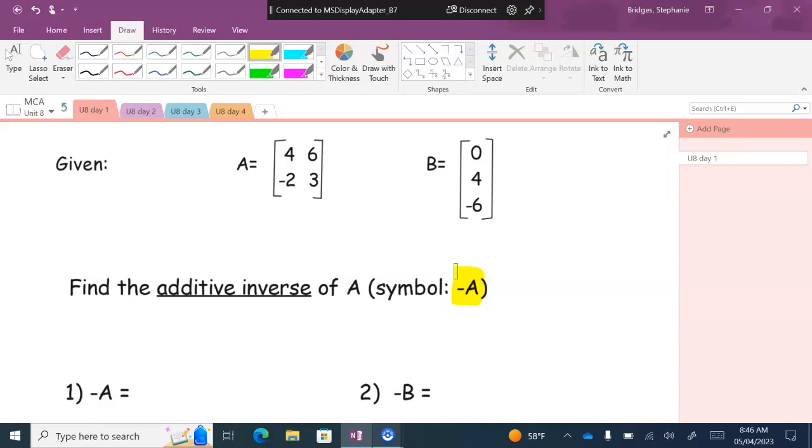So if I think about the number 3, what's the additive inverse for 3? -3. It's basically just changing the sign of everything, multiplying everything by -1. It's just the opposite value.